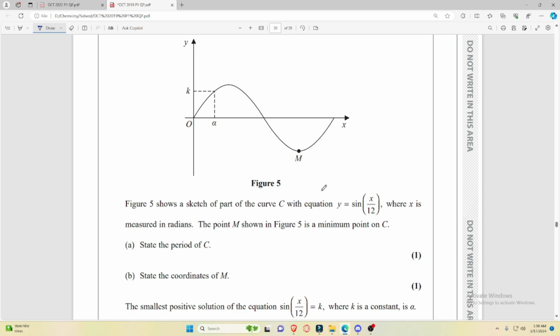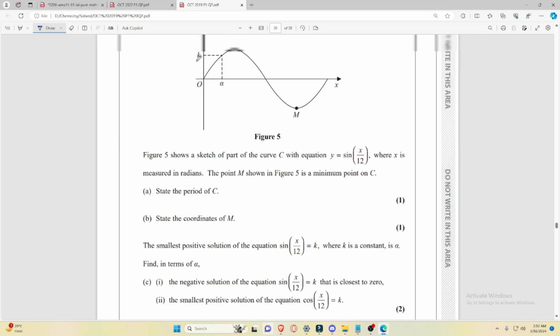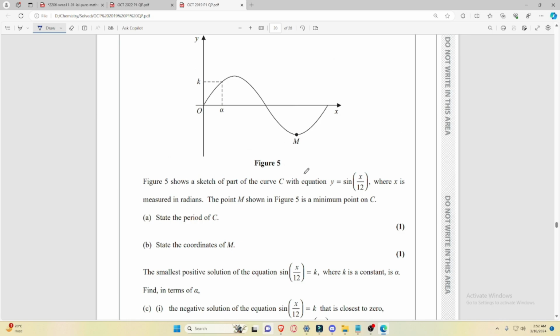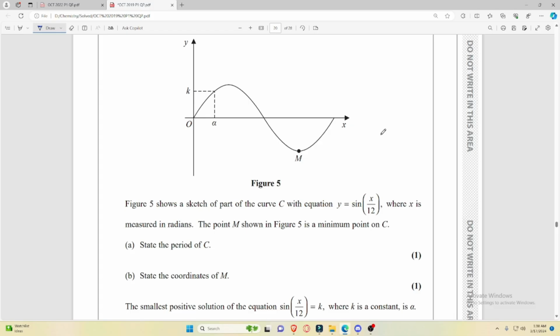Okay, so this is October 19, question number 9. Once again another trigonometric question, and we will solve it the same way we used to solve our first question. Figure 5 shows a sketch of part of the curve with the equation y equal to sine x by 12, where x is measured in radians. The point M shown is the minimum point on C. State the period of C.